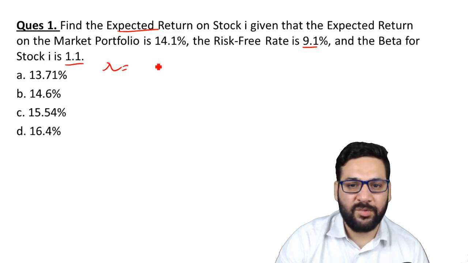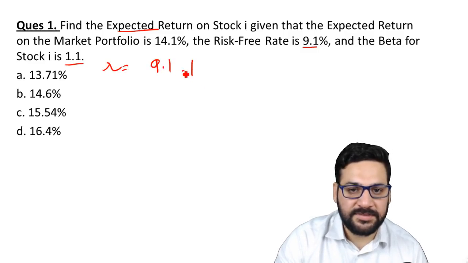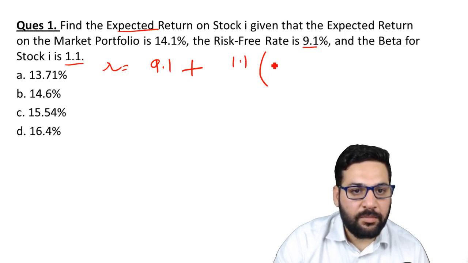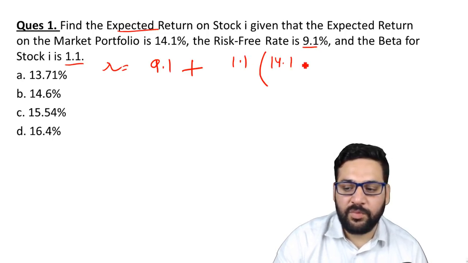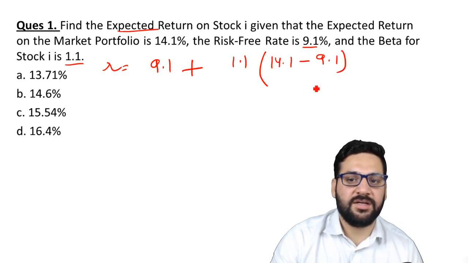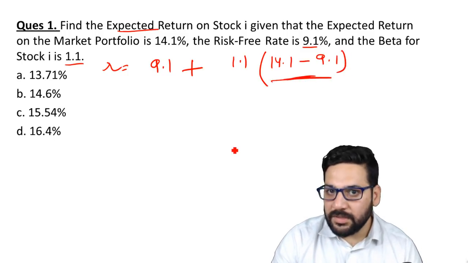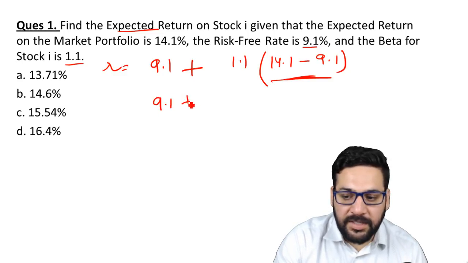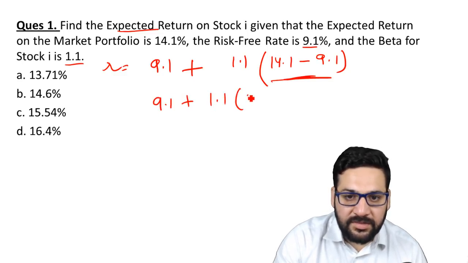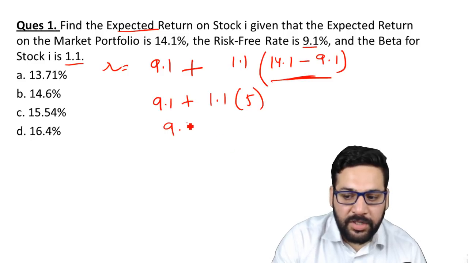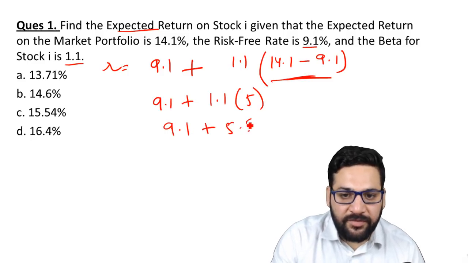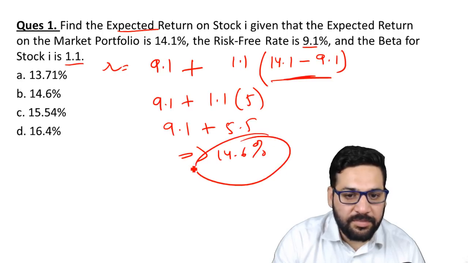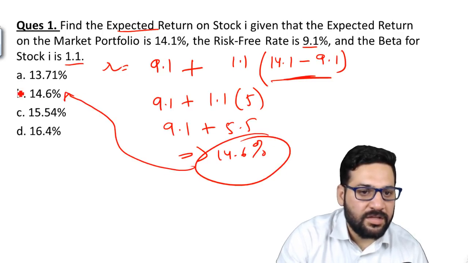So 9.1 is the risk-free return plus the beta, which is 1.1, multiplied by the market portfolio return of 14.1 minus the risk-free return of 9.1. This is the premium multiplied by the beta. So 9.1 plus 1.1 times 5, which is 5.5, and 9.1 plus 5.5 becomes 14.6%. This is very simple. B is the answer.